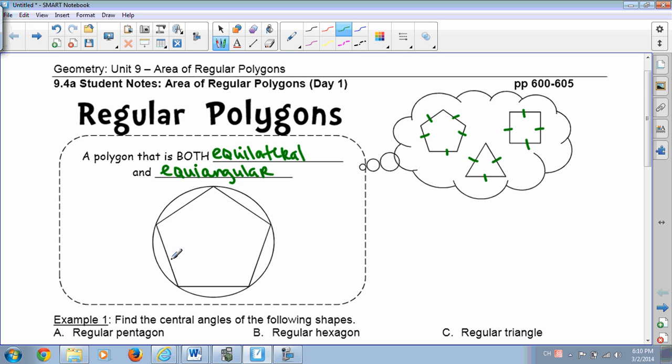which means all the angles are congruent. And if you take a look at this, they can be perfectly placed within a circle. So each one of the vertices touch the edge of the circle. Okay, a couple things you need to know about regular polygons.